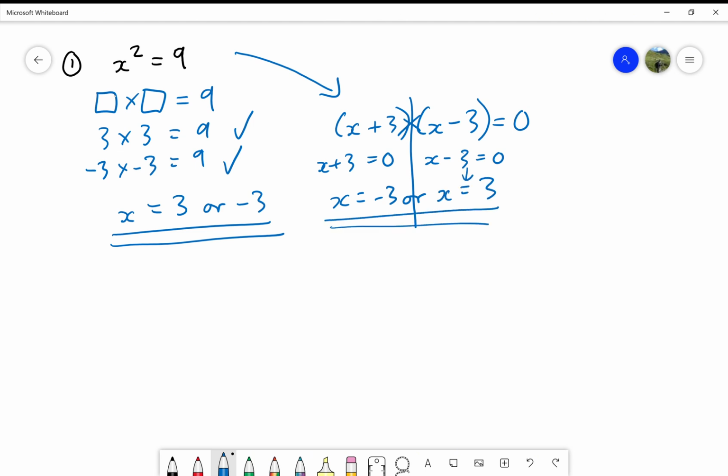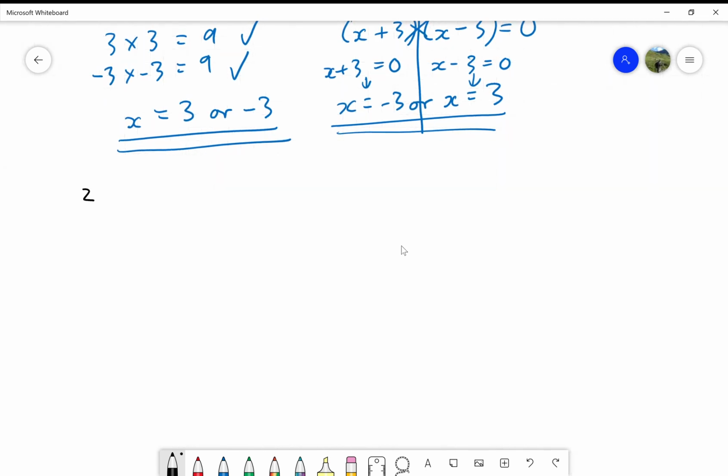Because in those two cases I've rearranged. On this left hand side I've minus 3 from both sides, and on the right hand side I've added 3 to both sides. Let's do the next question. Shifting that out of the way slightly.